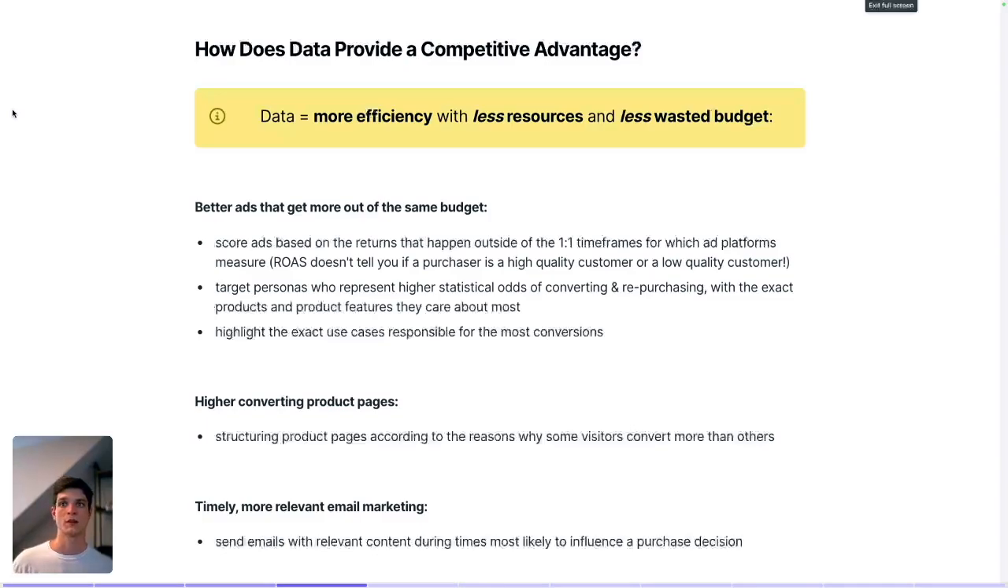It also allows for more timely and more relevant email marketing. You can send emails with relevant content during the times that are most likely to influence a purchase decision. And the times that are most likely to influence a purchase decision depend on a brand's average buying cycle. So taking confidence intervals around the average time to first purchase and the time between orders so that you can reach people with email marketing based on when they're most likely to consider a purchase.